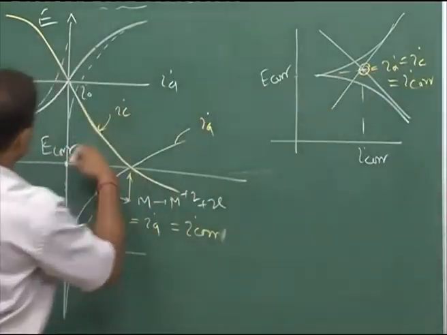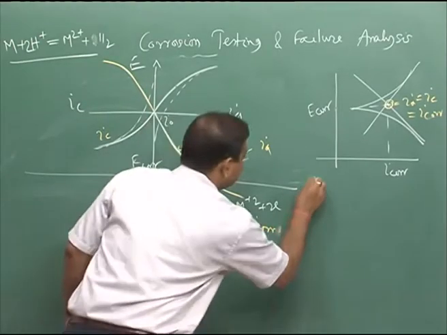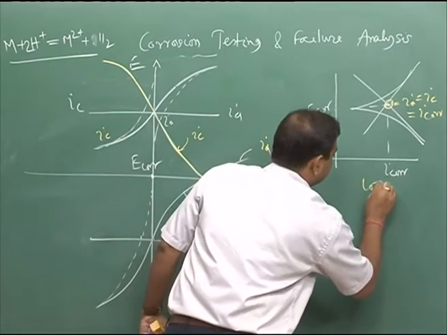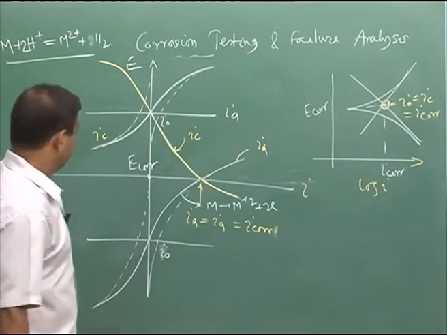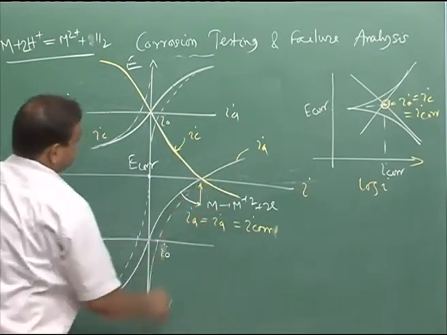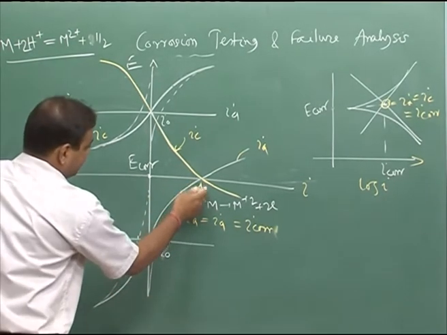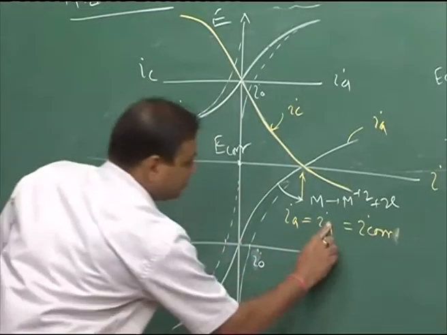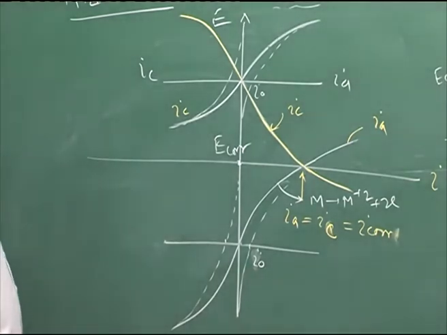since this is the point where I A equal to I C equal to I core. The same thing we are plotting with respect to potential versus log I. Here we have log I, this plot is E versus log I. Now, we see that these two lines are meeting at this point, and this is my I core, where I A equal to I C equal to I core.